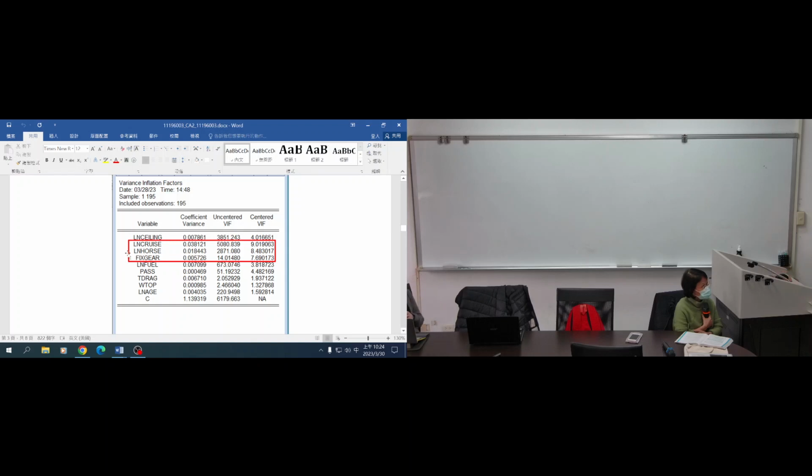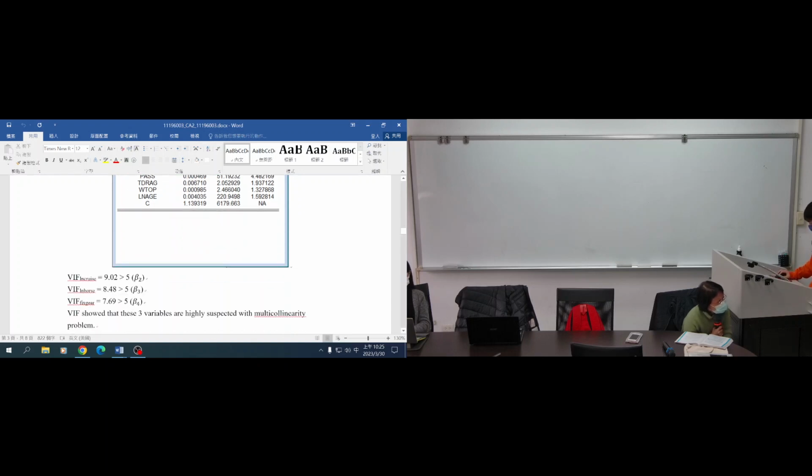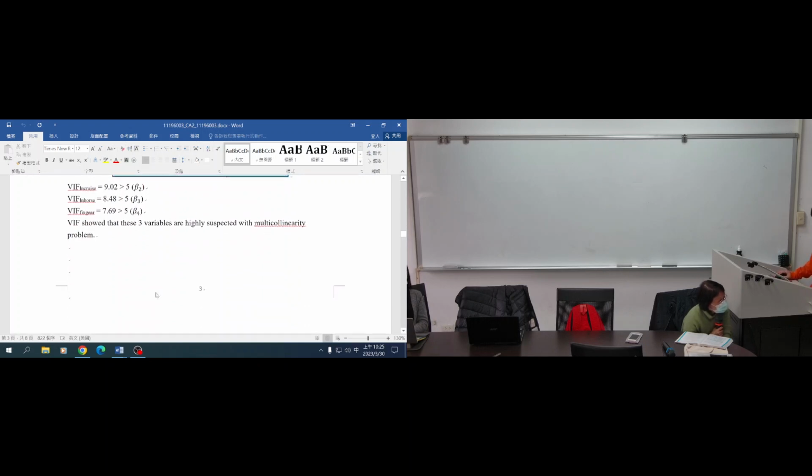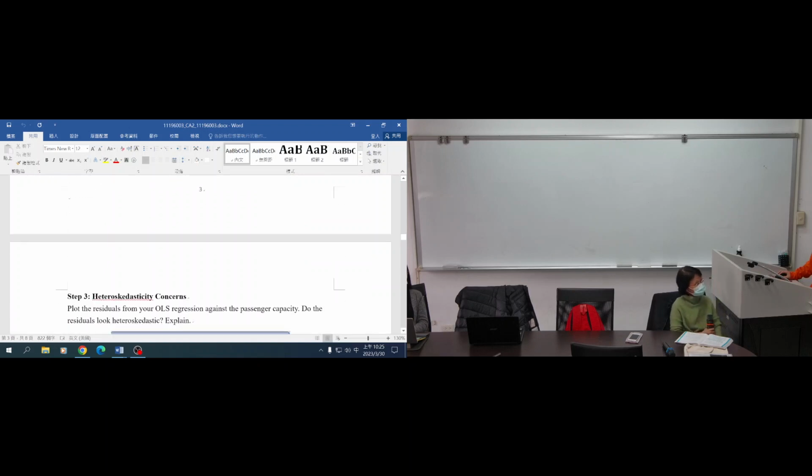And if we look at the VIF again, you can tell 1, 2, 3, 4, 5, 6, they all have some amount of centered VIF, especially for beta 2 to beta 4. It's more than 5, which is the standard we use. So VIF shows that these three variables are highly suspected of a collinearity problem. Okay.